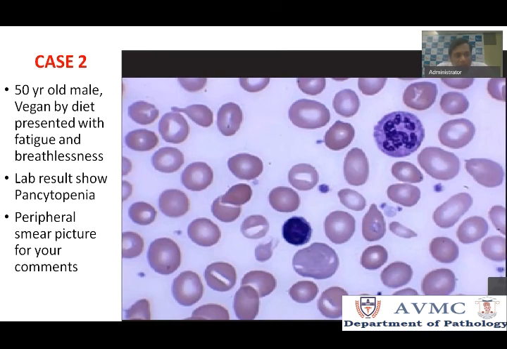His lab results showed pancytopenia. You know what is pancytopenia, right? Apart from anemia, the patient is also having leukopenia and thrombocytopenia. So he has all 3 lineages, Hb, WBC, platelets, all low in this patient. And this is the peripheral smear of this patient. Now you need to comment on this.